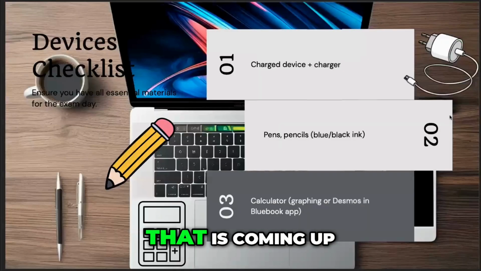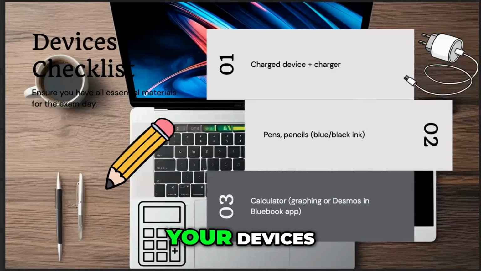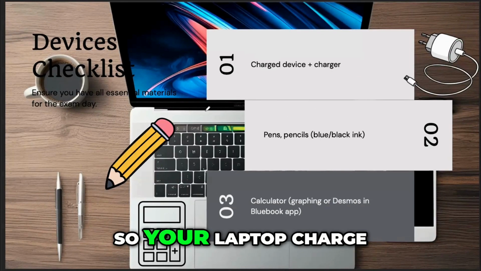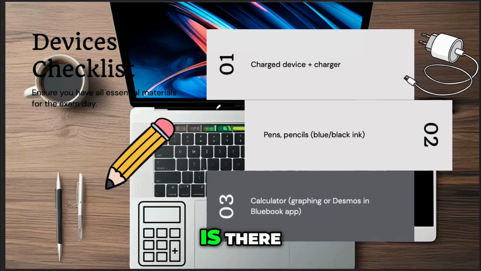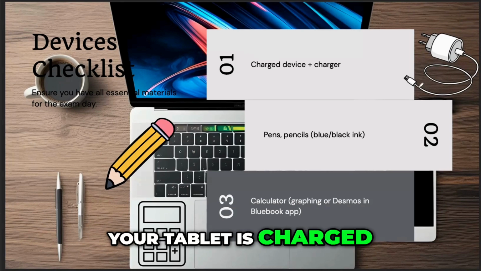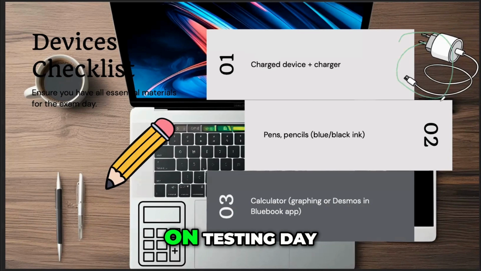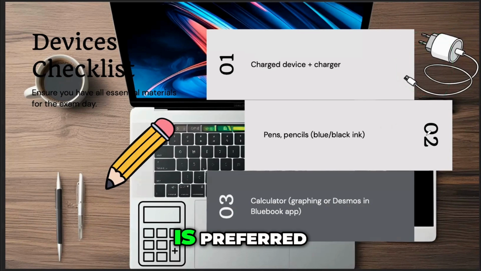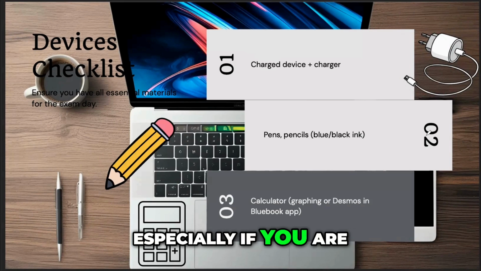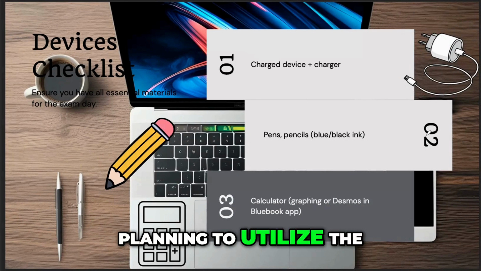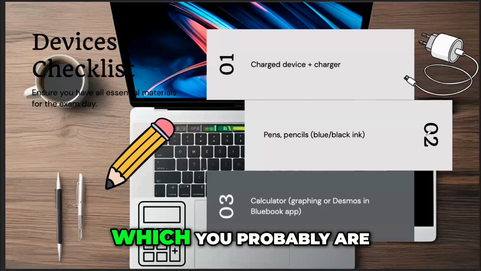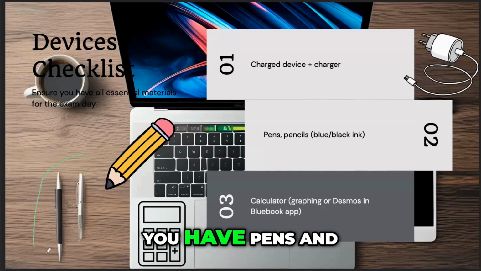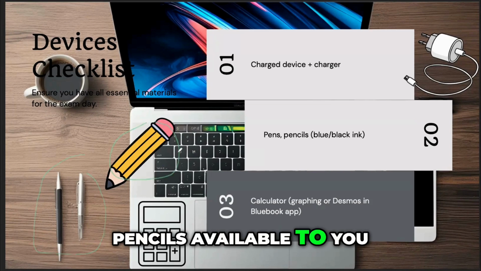Now, with this test that is coming up, make sure to check your devices, making sure that you have a charged device. So your laptop or your tablet is charged. Make sure to also bring your charger on testing day. Extra pens and pencils. Blue and black ink is preferred, especially if you are planning to utilize the hybrid testing, which you probably are if you are taking the AP Biology exam. So making sure that you have pens and pencils available to you.